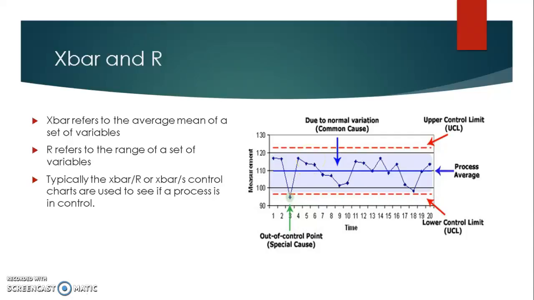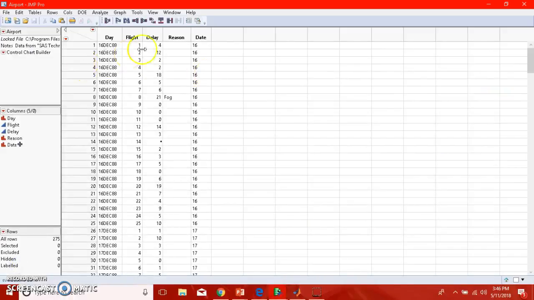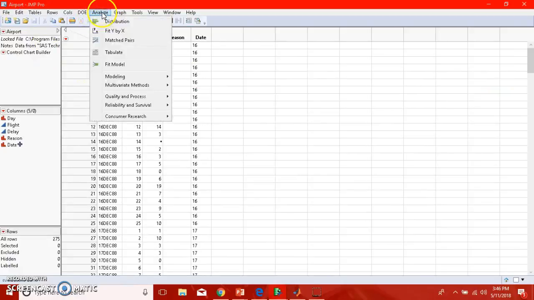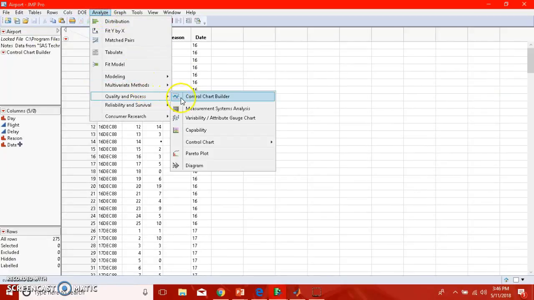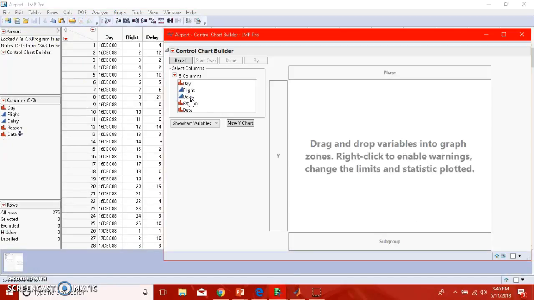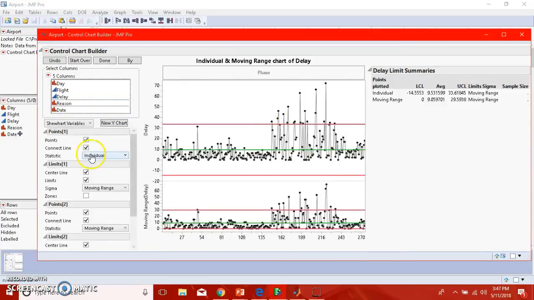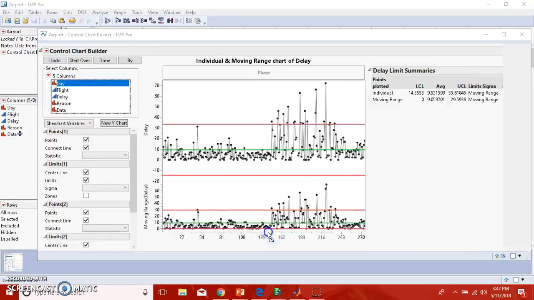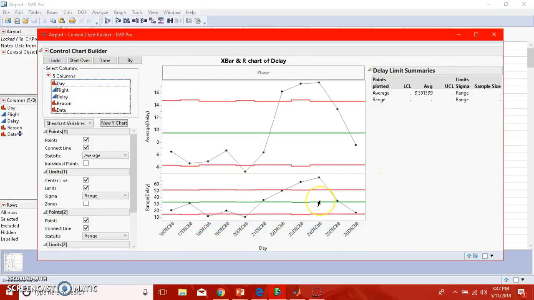So moving into JMP, I chose this airport data. So basically what we'll do is we're going to go to Analyze, go to Quality and Process, and we're just going to do a control chart filter. Since we're trying to measure the amount of delays based on the day, and it's time series data, we get this control chart here.